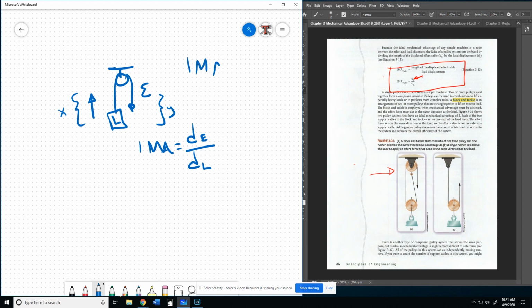Obviously, if you have an IMA equal to 1, your displacement of the effort is going to be the same as your displacement of the load. And that's pretty straightforward, pretty simple. I hope that makes sense.